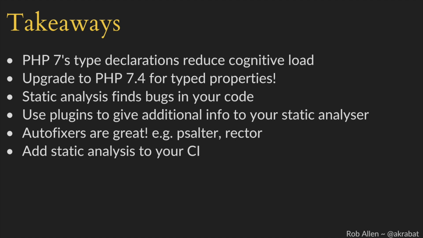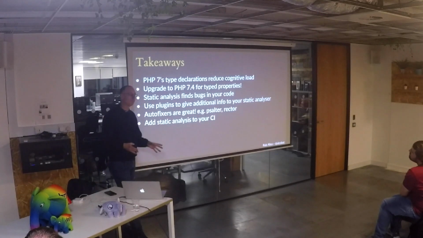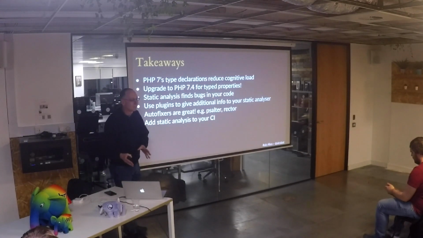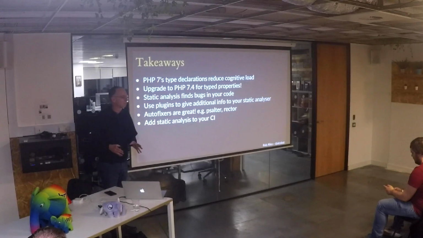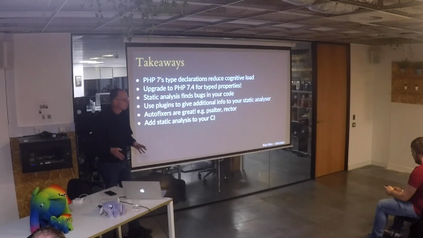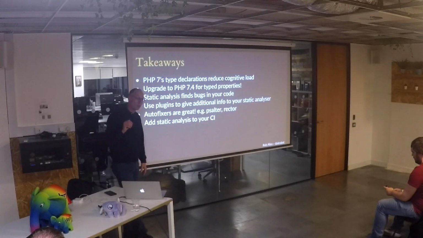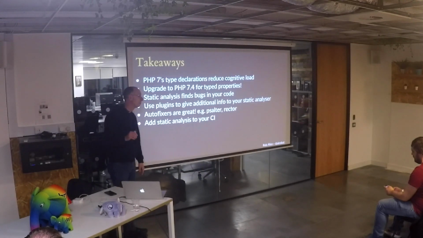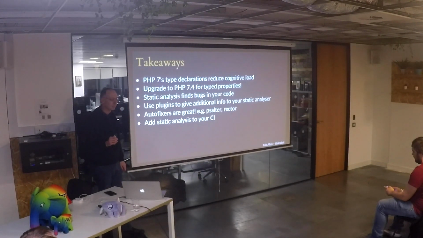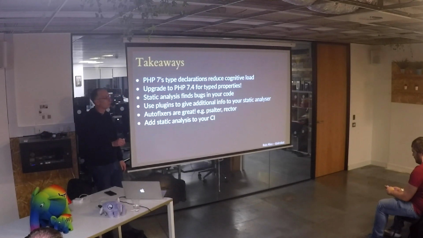Some takeaways to think about. PHP's type declarations reduce your cognitive load. In general, a lot of your thinking about how you write source code should be about reducing cognitive load for future you. That's what we do as developers. If we didn't want to reduce cognitive load, we'd write an assembly language or something silly like that. PHP 7.4's type properties are wonderful. I think they are really useful. Upgrade to PHP 7.4. If you're below PHP 7.2, you should certainly be upgrading to PHP 7.2 or 7.3.